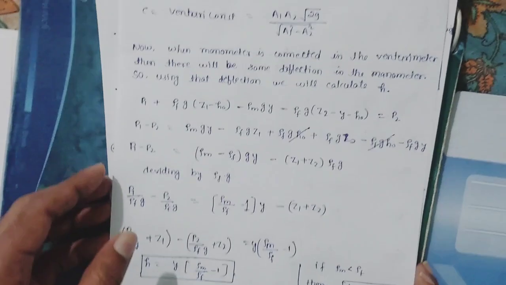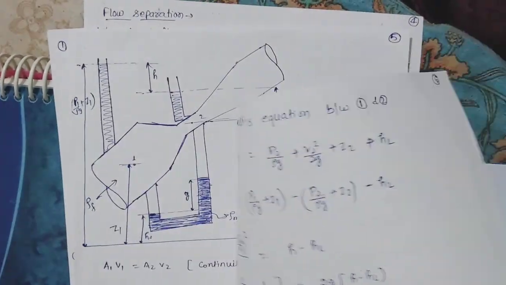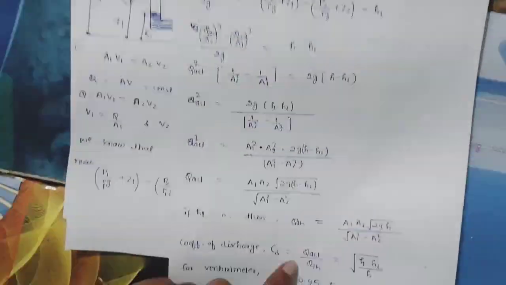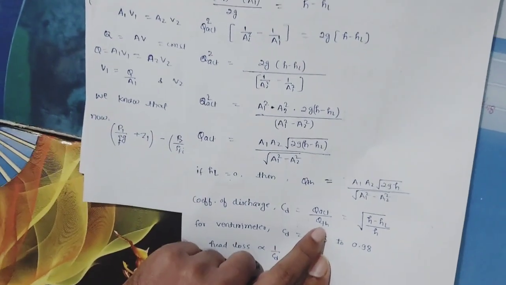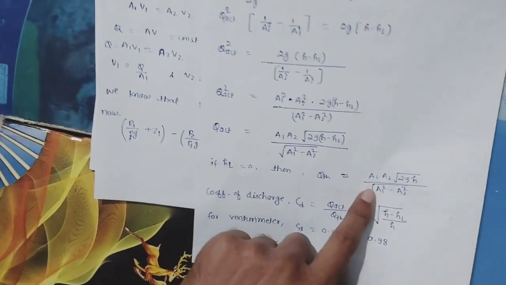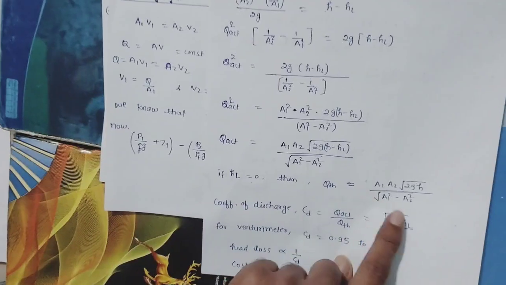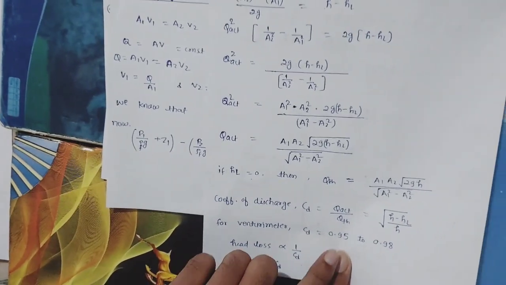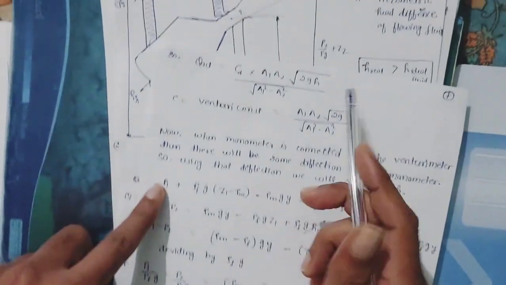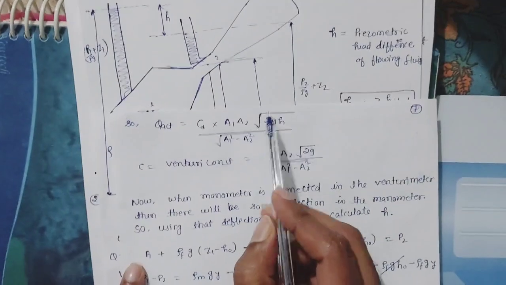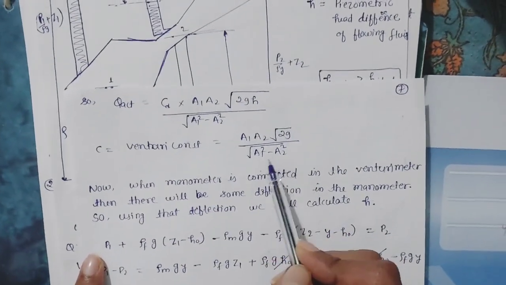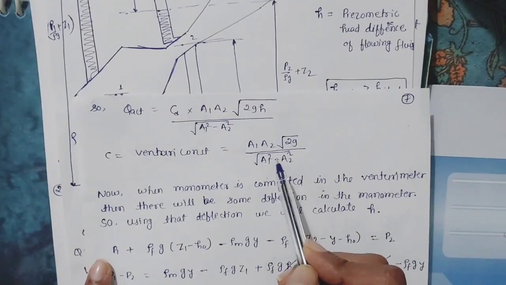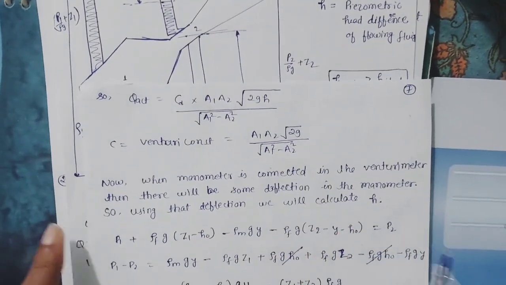And from here we say that Q actual will be Q theoretical into CD. So Q actual equals Q theoretical into CD. Q theoretical is this one, A1 A2 into root 2gh upon under root of A1 square minus A2 square, into CD, that is written here. And we can say that this is the Venturi constant, A1 A2 into root 2g upon root of A1 square minus A2 square.